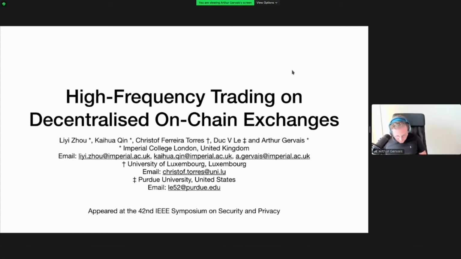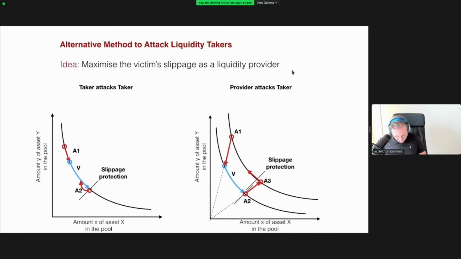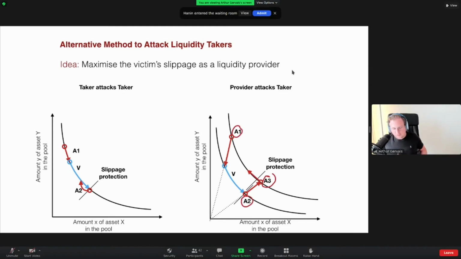In general, this is quite relevant to one of my backup slides, which is an alternative method to do sandwich attacks. I only showed you one particular method, but there are other methods. For example, if you're a liquidity provider, you can add liquidity or remove liquidity. It's a bit more complicated, as an adversary you have to perform three adversarial transactions, so it's less likely to succeed in this order. But there are certainly more advanced so-called sandwich attacks that can happen.